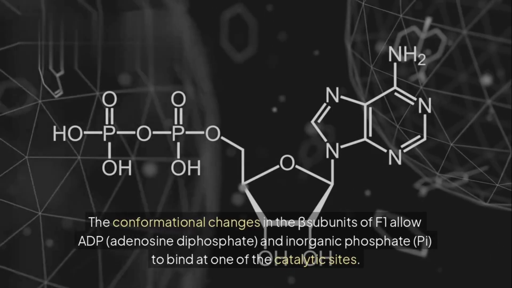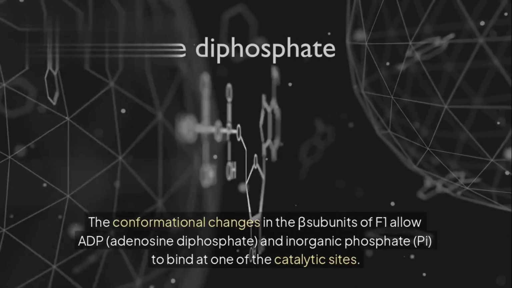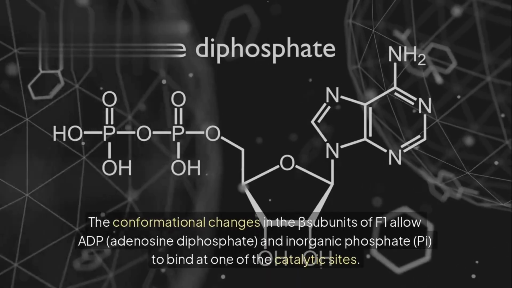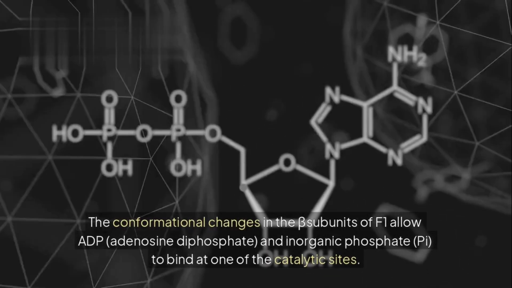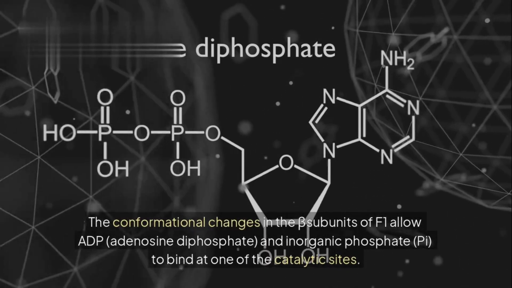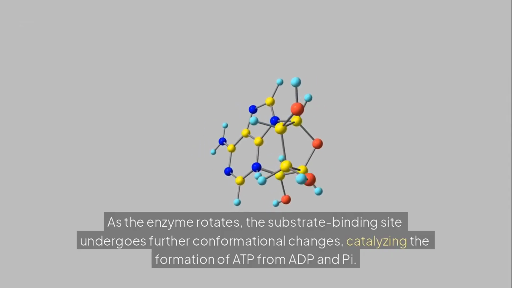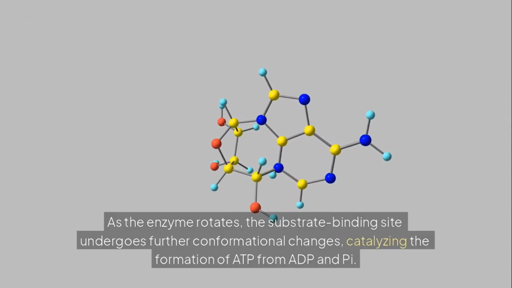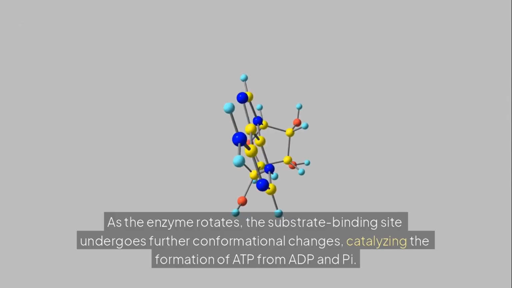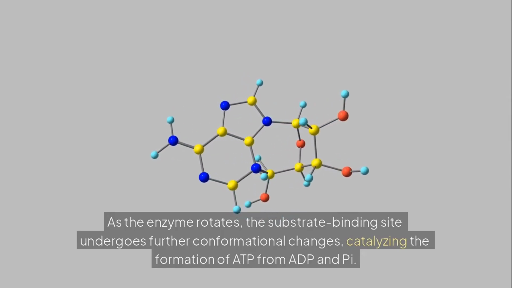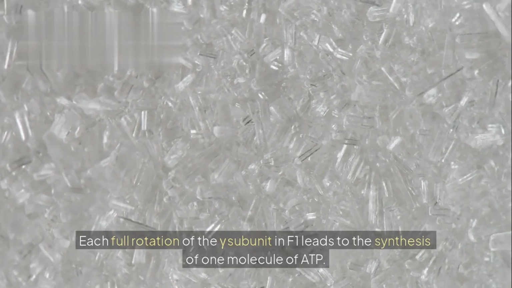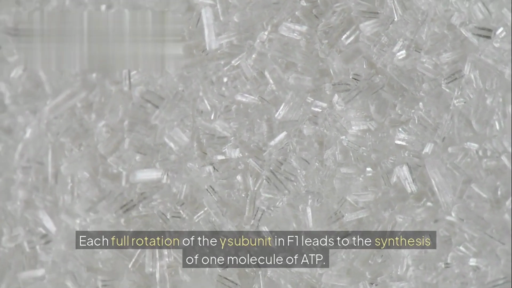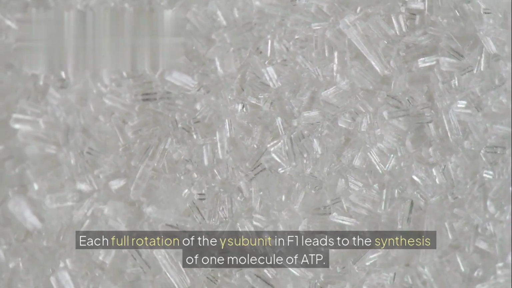The conformational changes in the beta subunits of F1 allow ADP, adenosine diphosphate, and inorganic phosphate, Pi, to bind at one of the catalytic sites. As the enzyme rotates, the substrate binding site undergoes further conformational changes, catalyzing the formation of ATP from ADP and Pi. Each full rotation of the gamma subunit in F1 leads to the synthesis of one molecule of ATP.